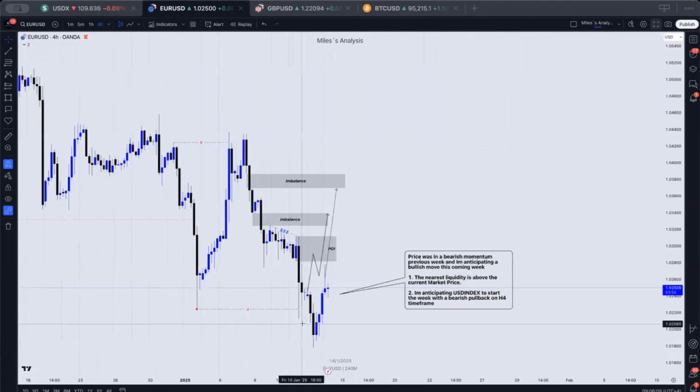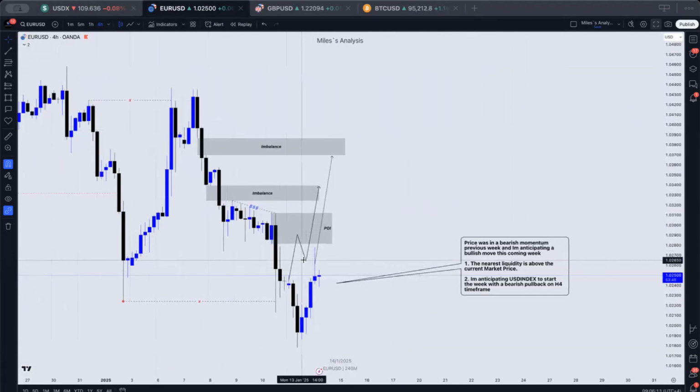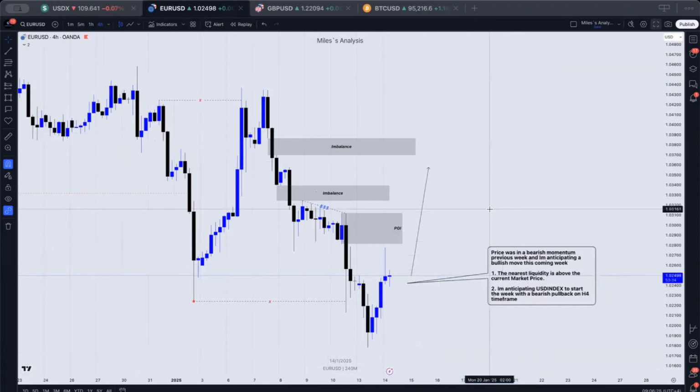to create a breakout structure, but instead did a liquidity grab. So this is the H4 time frame, and as I'm expecting the dollar to go down on an intraday perspective, I expect the euro dollar to go up into this point of interest or these imbalances indicated here. So this is for the H4 time frame.